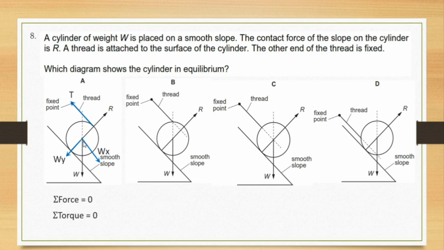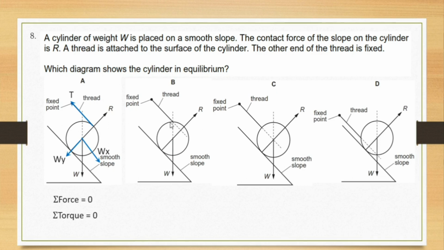So here the normal will be equal to the Y component of weight, but this tension and the Wx, the X component of weight, will create torque on the system. So the resultant of torque is not 0, so in this case it will not be in equilibrium.